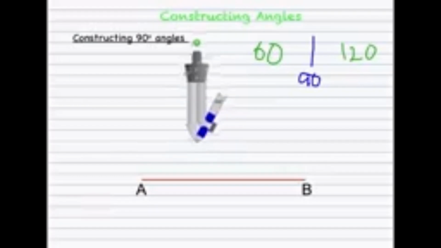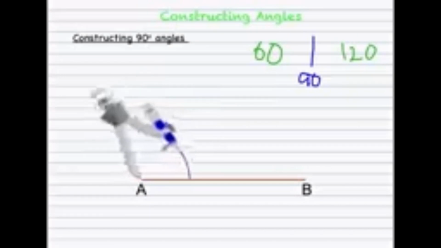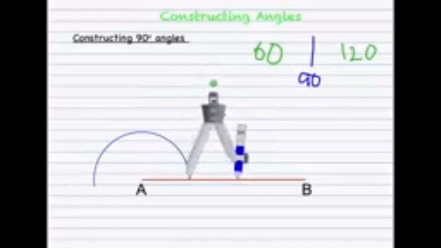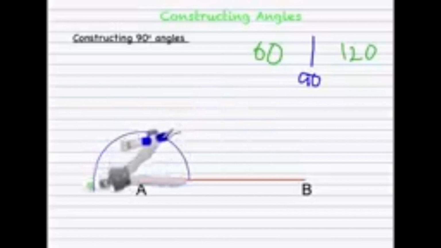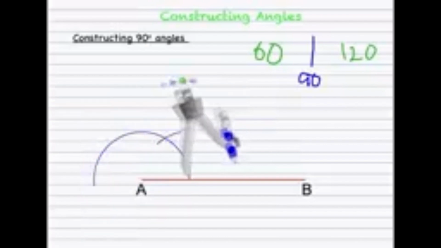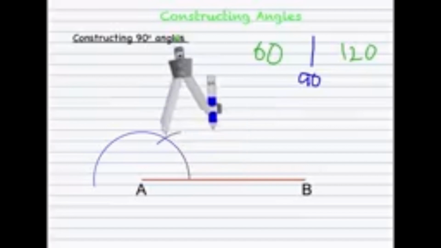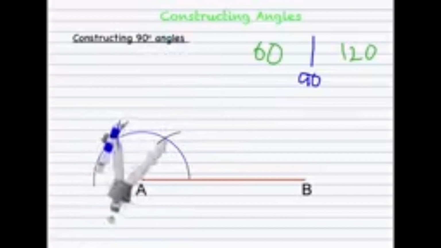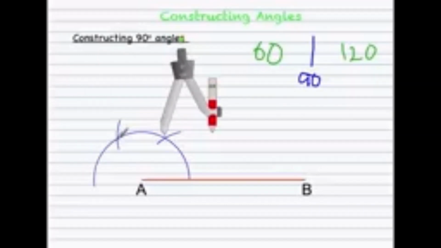So I begin by putting the tip of the compass to the point A, creating a semicircle backwards, then moving it to this point and creating an arc which cuts that semicircle, that is the 60-degree arc. Then I move the tip of the compass to this point and create an arc behind the first one, and this is my 120-degree point. Alright, so I have 120 degrees here and 60 degrees here.